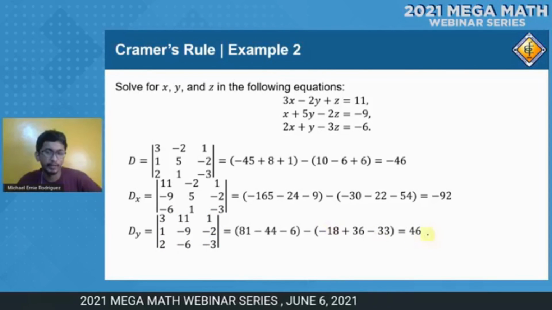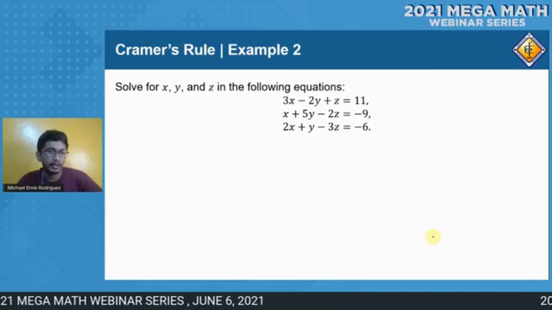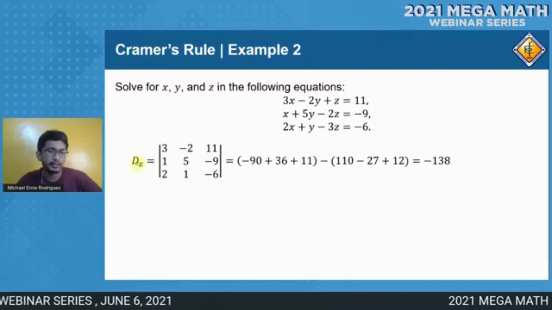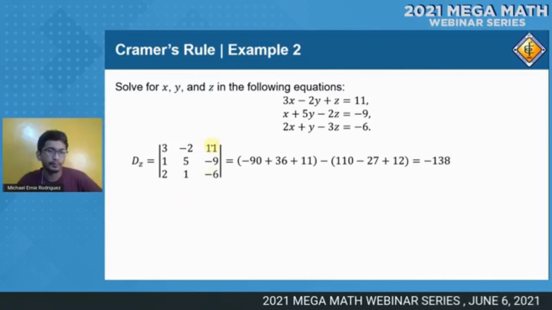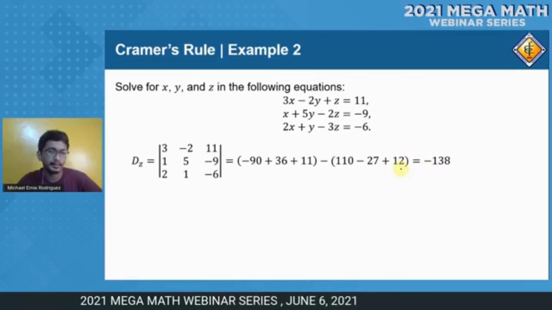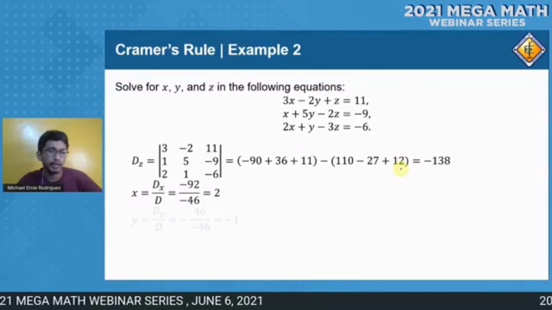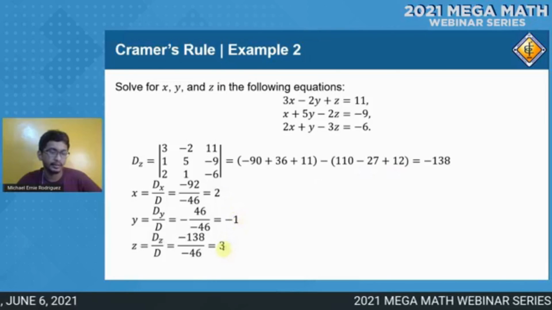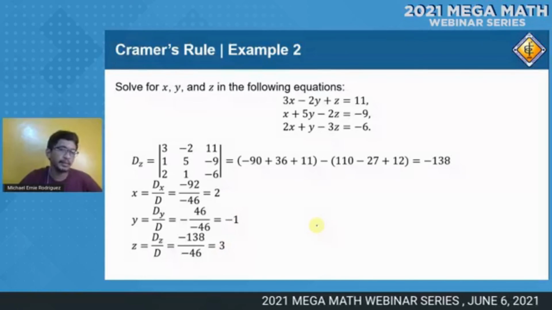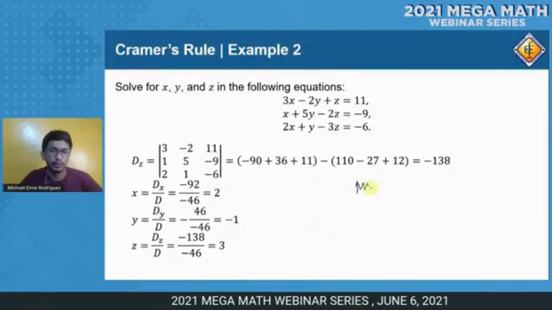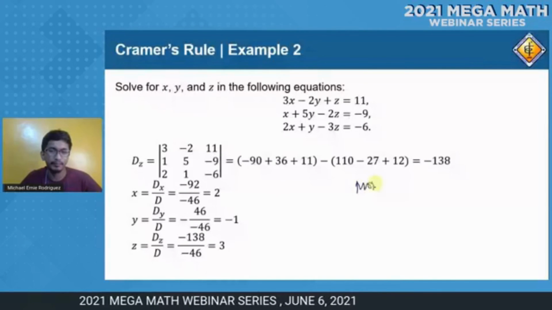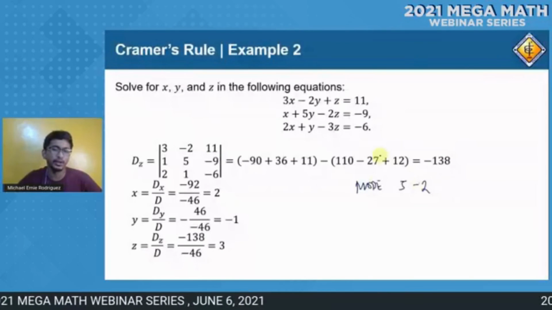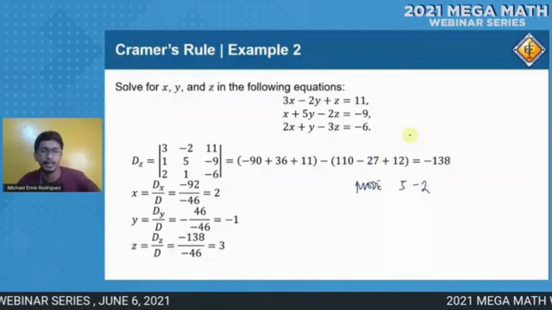So, we have 46. And then, for dz, so we have to change your third column. So, ito na siya. We have negative 138. So, solving for x, y, and z, so we have 2, negative 1, and 3. So, kung Caltech naman, so we have mode 5, 2. So, that is for 3 equations and 3 unknowns.